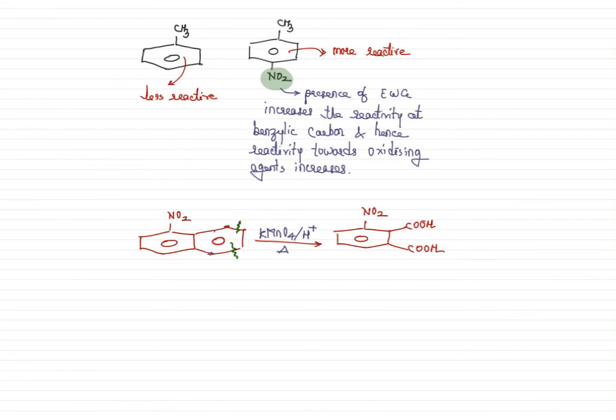Okay, so electron withdrawing group would increase the reactivity of the carbons which are directly connected to the aromatic ring. So these are the carbons which are connected to the aromatic ring, and therefore their reactivity would increase, and that is where the oxidation takes place, right? So yeah, this is about the reaction.